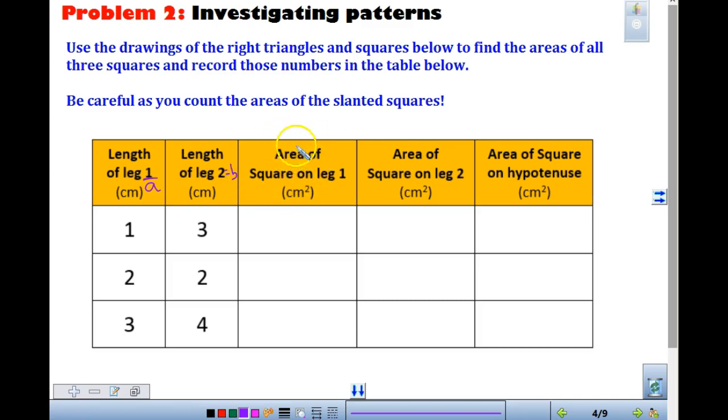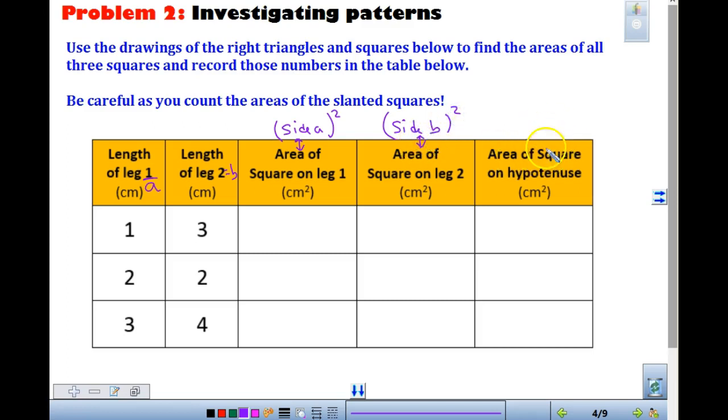We could write the area of leg 1. How do we find the area if we know the side length? We take the side, so this is going to be side A squared. That is the area, right? That's how we find the area. Write that right above on your table. This one is going to be side B squared, because leg 2 is B, and that is our area.